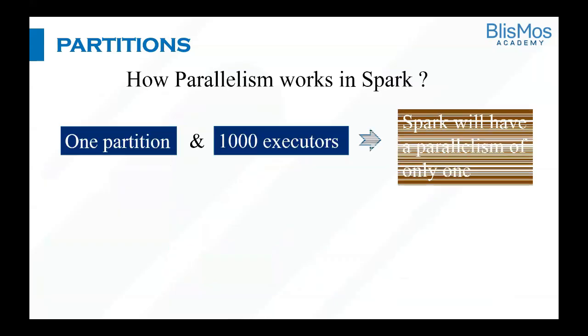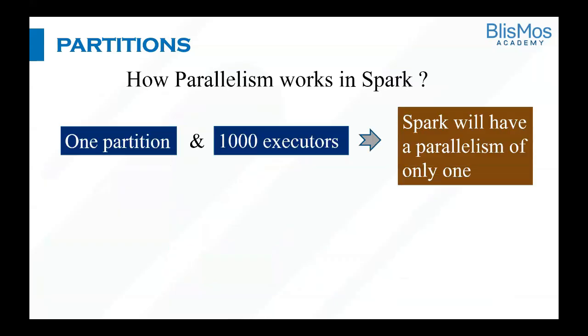When you have one partition and 1,000 executors, parallelism is only one, because you have only one partition, part of the data. It doesn't matter how many executors are there. This is how parallelism works.